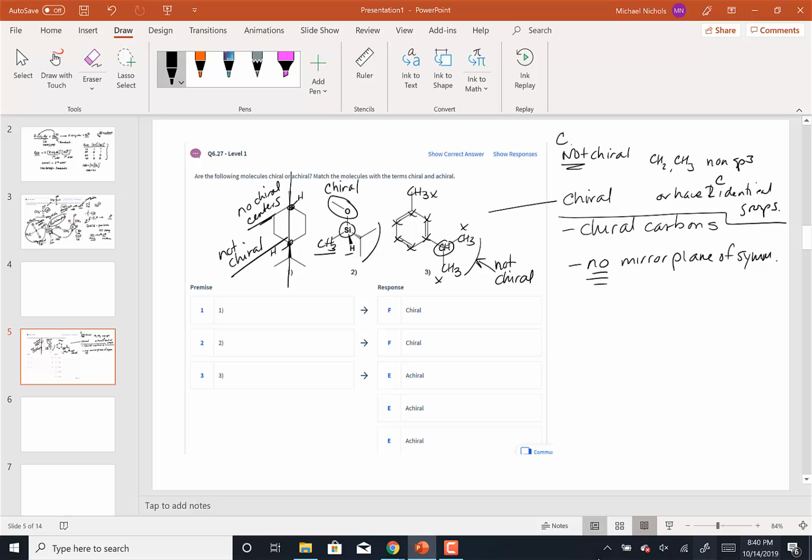So actually, the only molecule that is chiral is number 2. Okay.